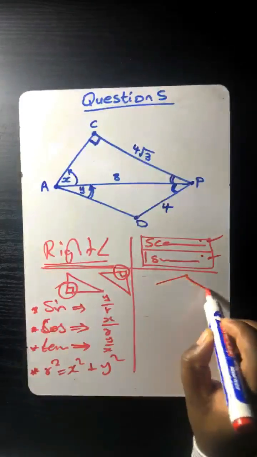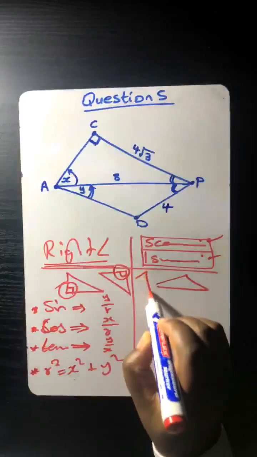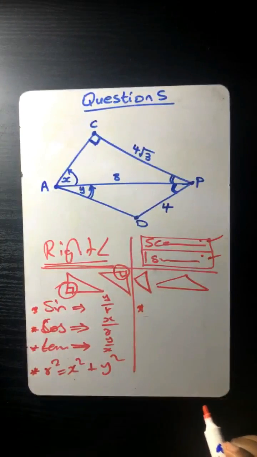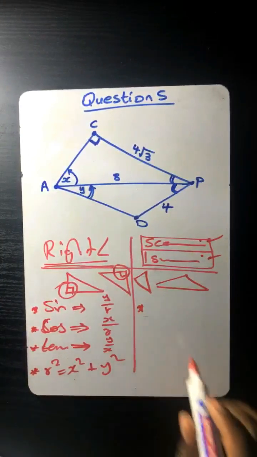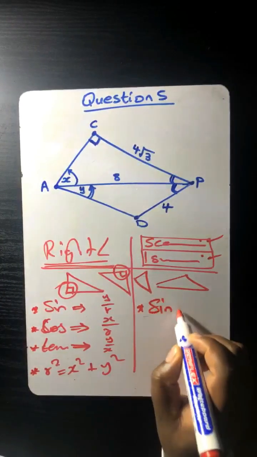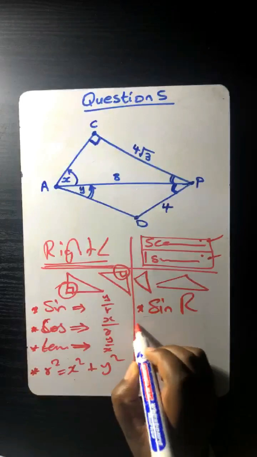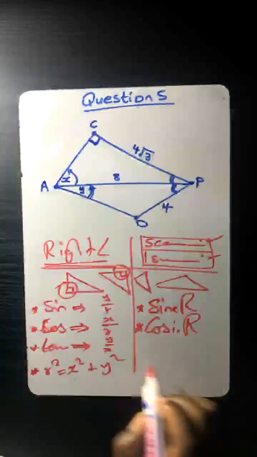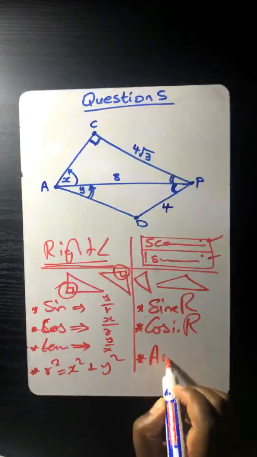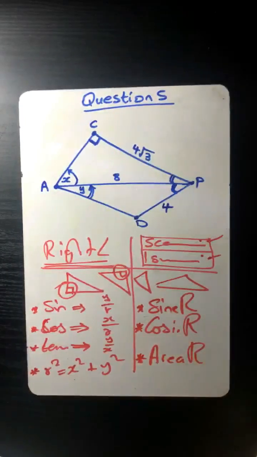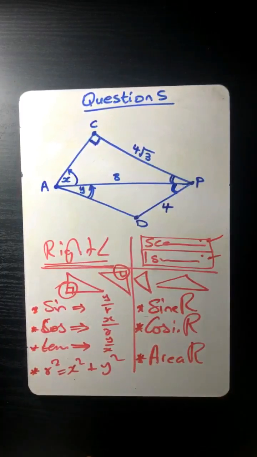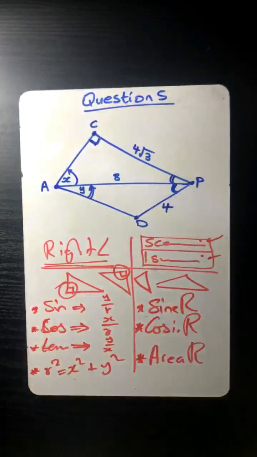So let's say we just have a triangle. It doesn't matter what shape. When we are dealing with just a triangle, you use the sine rule and the cosine rule. A bonus is the area rule. So that's all you need to be aware of regarding these two types of triangles.